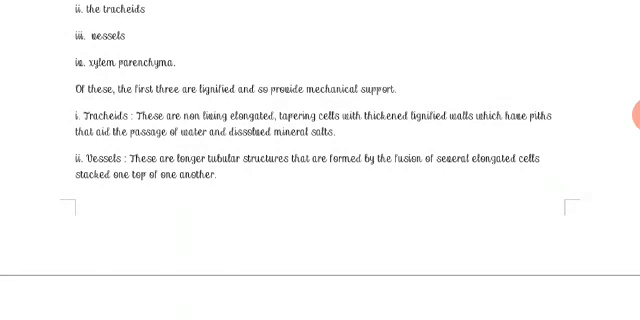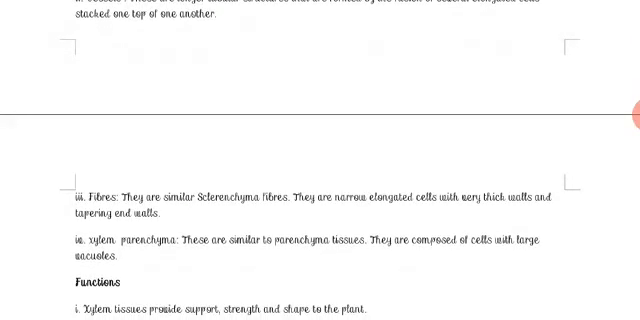Number 2, vessels. These are longer tubular structures that are formed by the fusion of several elongated cells stacked on top of one another. Then we have fibers. They are similar to sclerenchymal fibers. They are narrow elongated cells with very thick walls and tapering end walls. Then we have the xylem parenchyma. These are similar to parenchymal tissues. They are composed of cells with large vacuoles.